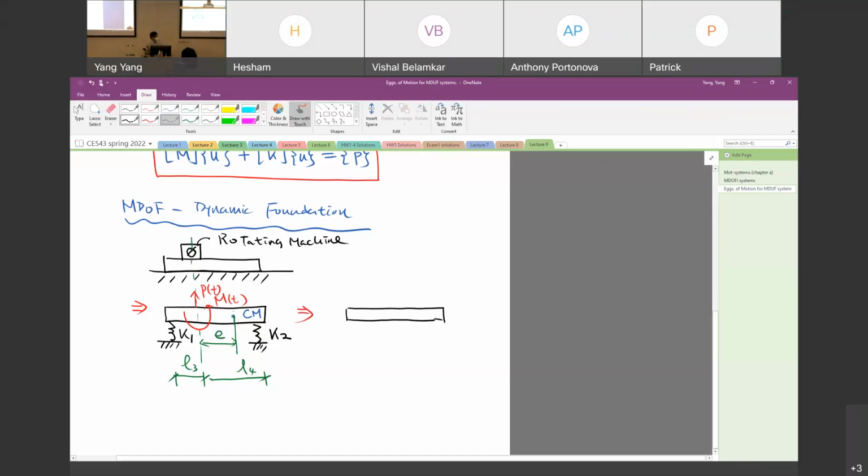This is the inertial location of the mass. This is a concentrated mass. It's equal to M. So if the two springs have some elongation, there will be a rotation as well as a displacement for that mass.